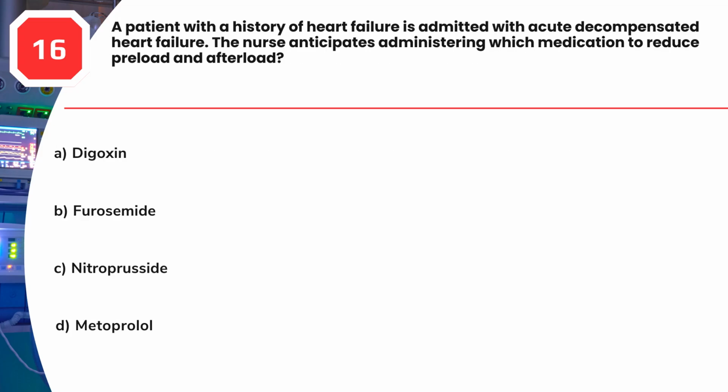Question 16. A patient with a history of heart failure is admitted with acute decompensated heart failure. The nurse anticipates administering which medication to reduce preload and afterload? A. Digoxin. B. Furosemide. C. Nitroprusside. D. Metoprolol.